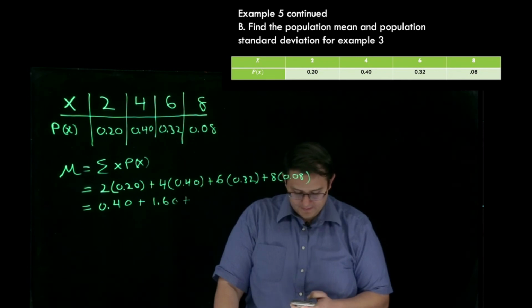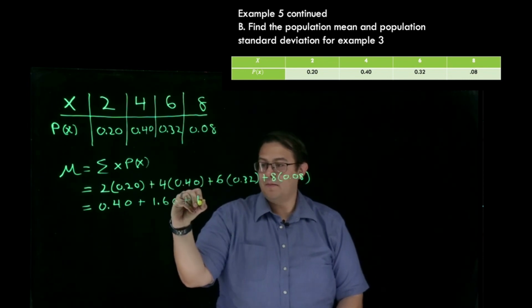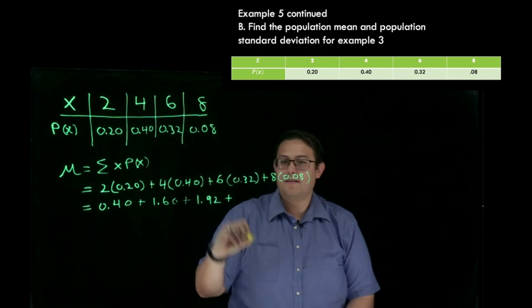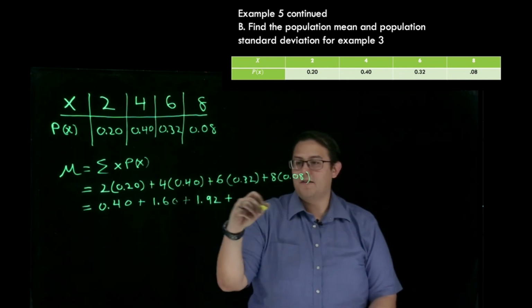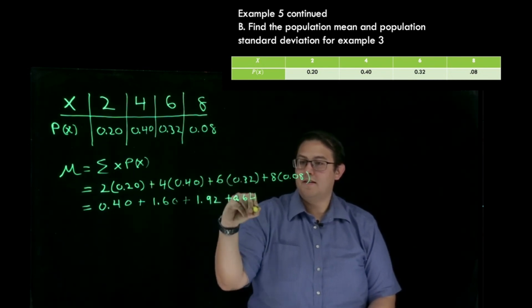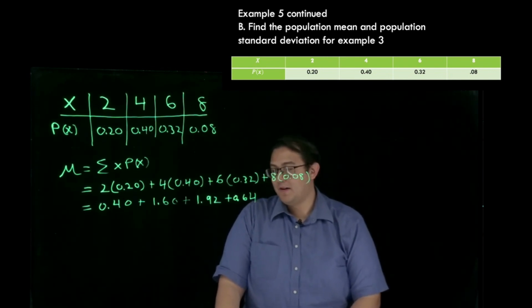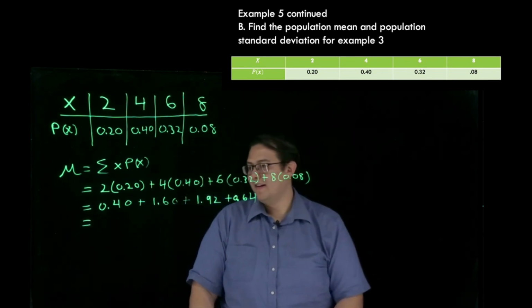So it's going to be 6 times 0.32. Yes. So we get a plus 1.92. And then plus, using the calculator again, well, I don't need a calculator for this one. This one is going to be 0.64. You multiply those. Okay. And then you got to add them all up. All right. So I'll do a few of them.